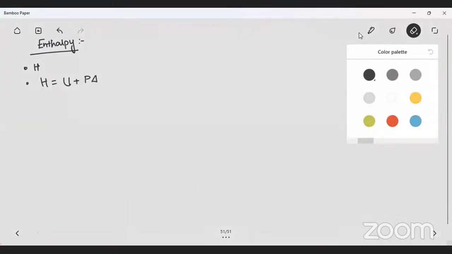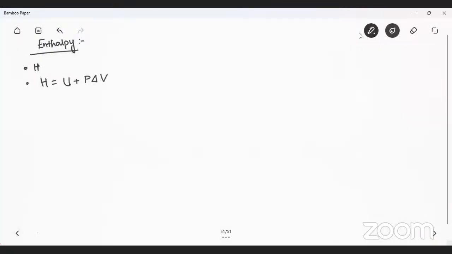Enthalpy is represented as H. Mathematically, it is defined as H is equal to U plus PV. Again, I made a mistake, this is not del V, this is V. So H is equal to U plus PV, or simply you can also write it as U plus PV.